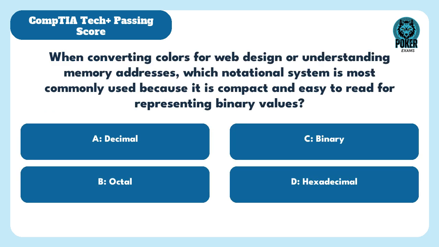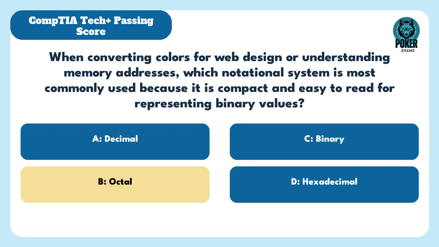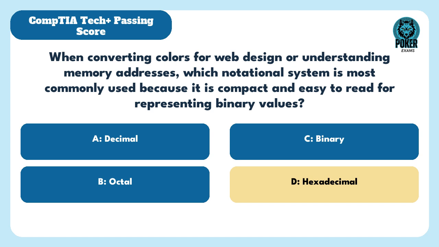Question 2. When converting colors for web design or understanding memory addresses, which notational system is most commonly used because it is compact and easy to read for representing binary values? Option A, decimal. Option B, octal. Option C, binary. Option D, hexadecimal.